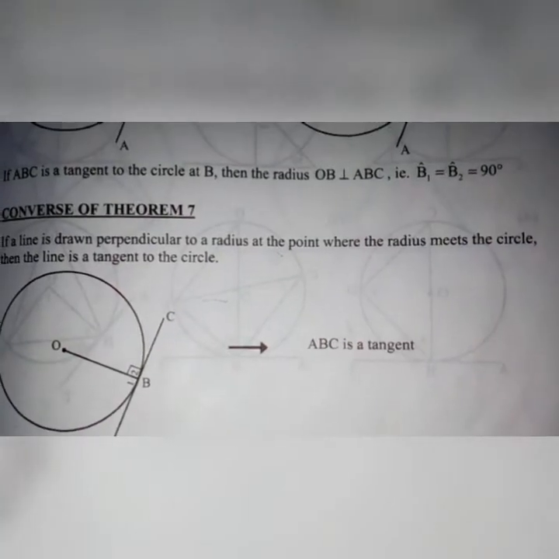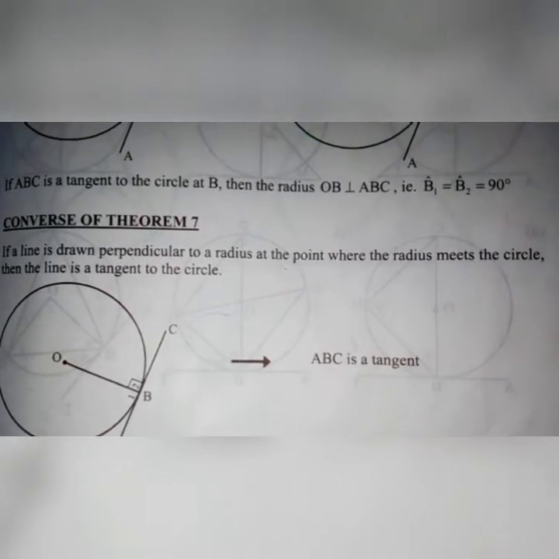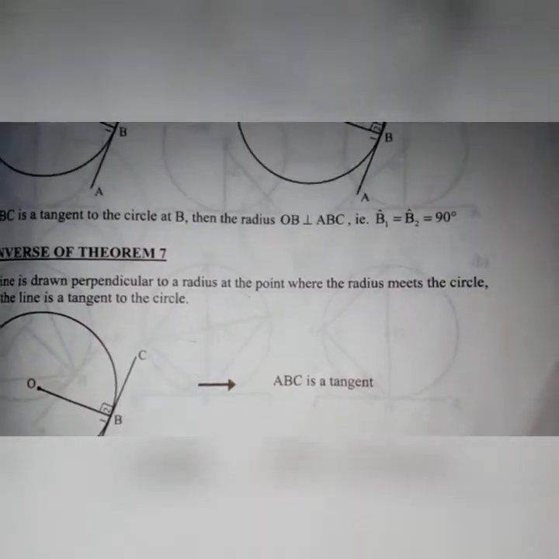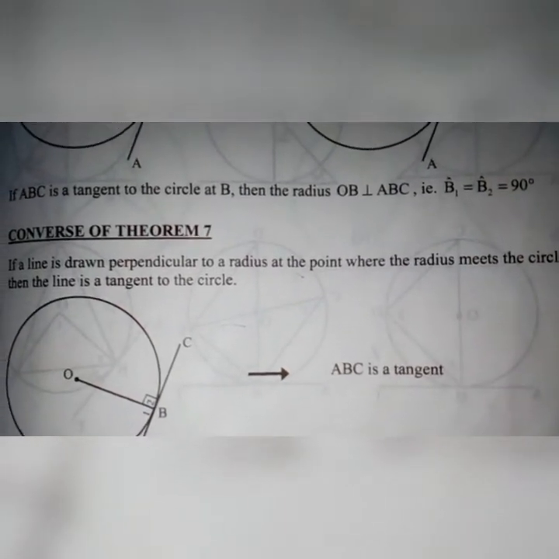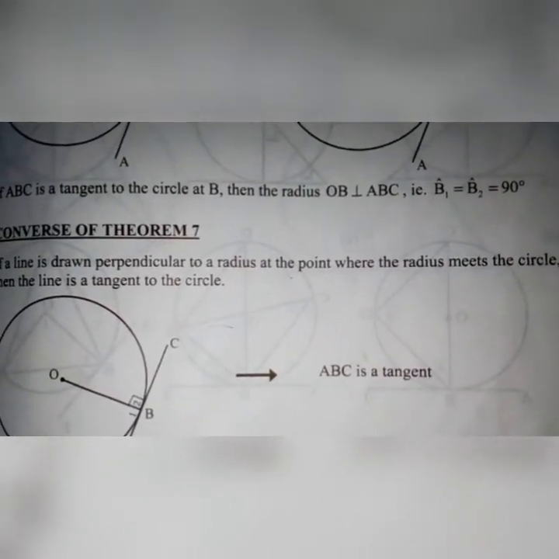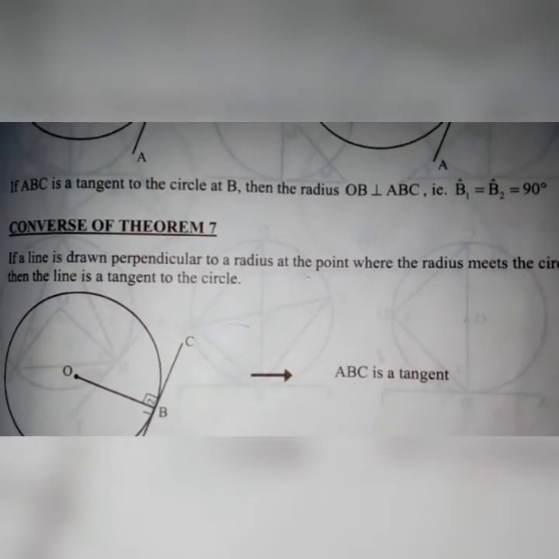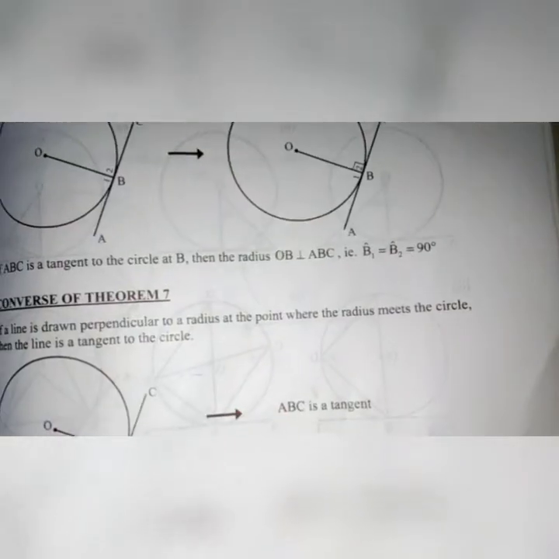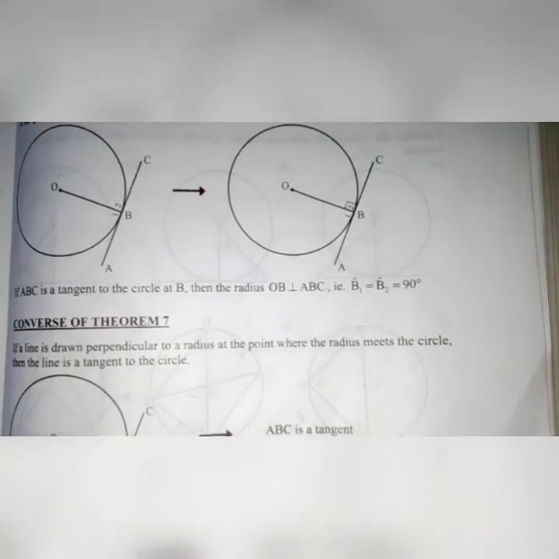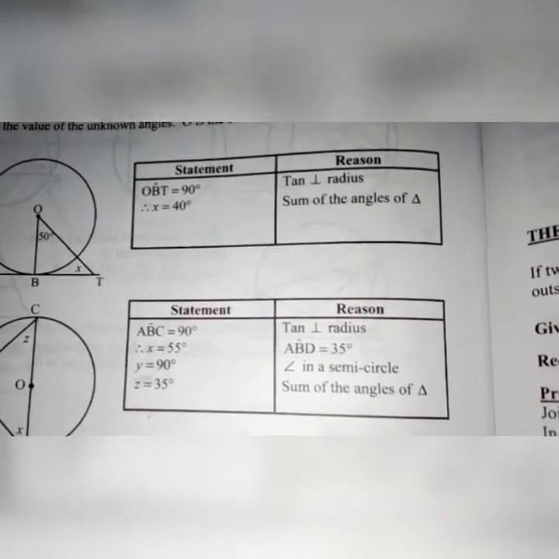Let's look at the converse of Theorem 7. It says if a line is drawn perpendicular to a radius at a point where the radius meets the circle, then the line is a tangent to a circle. So you are told that if you have a line that is drawn perpendicular to the radius at a point where the radius meets the circle, then that line is called a tangent. And the reason that we use for this theorem is tan perpendicular to radius, which means tangent is perpendicular to the radius. Let's look at an example.